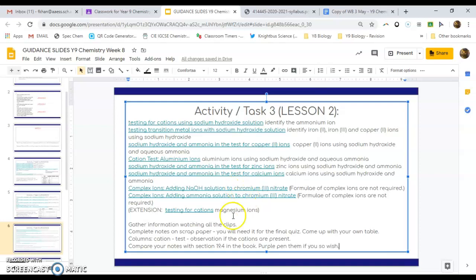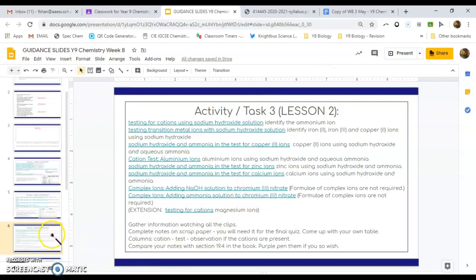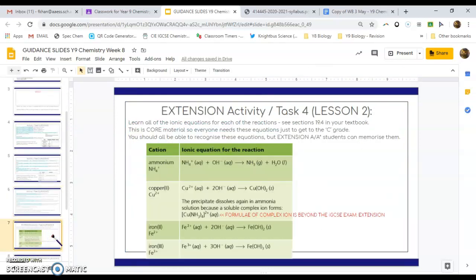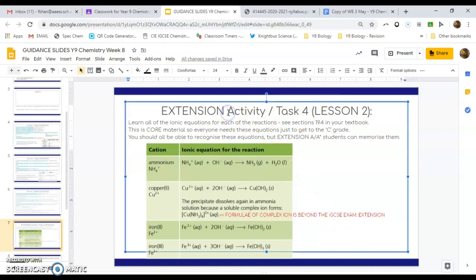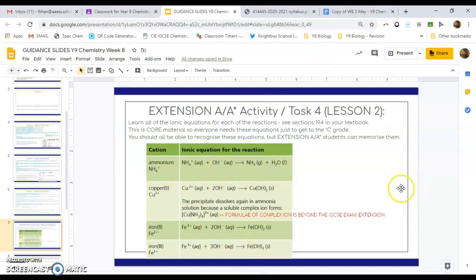Okay? Right. So once you've done that, the extension activity, by the way, if you finish that very quickly, is to learn all of the ionic equations for each of the reactions. So I'm expecting my A's and A stars to memorize all of the information that I've already been through and then get onto these ionic equations, okay?